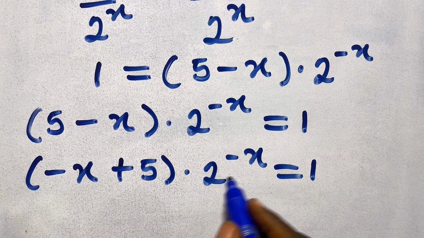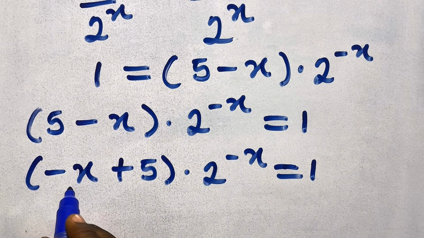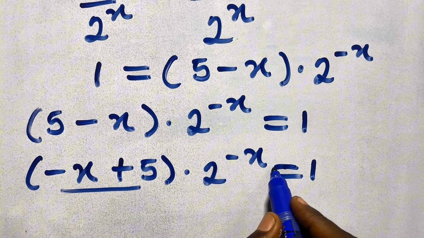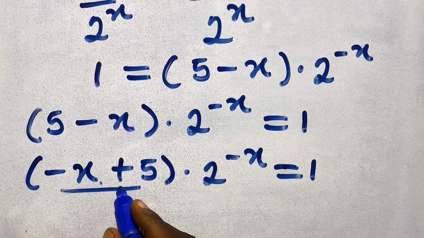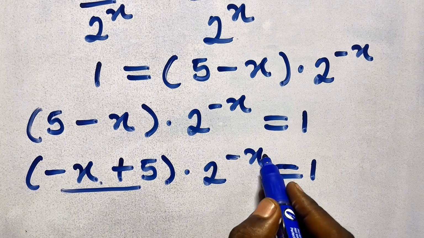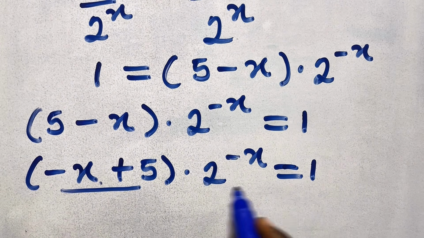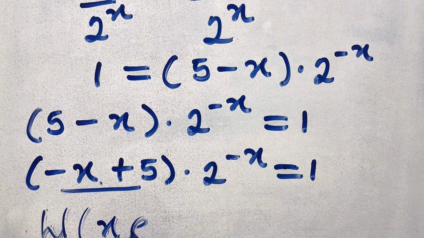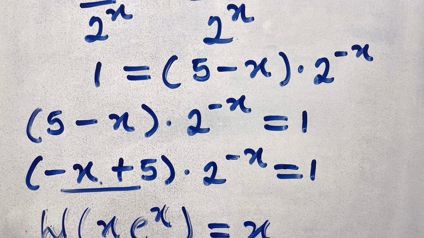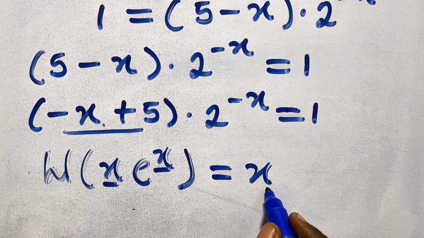The reason I'm writing it like this is that at the end, we are going to try something so that the base here and the power here must be the same. Since we have minus x here, that's why I put minus x here. And we want to find our way to have plus 5 also in the power of this. So we need to apply the Lambert function, where the Lambert function of x times e to the x equals x. So the base and the power must be the same, and the expression will be given like this.